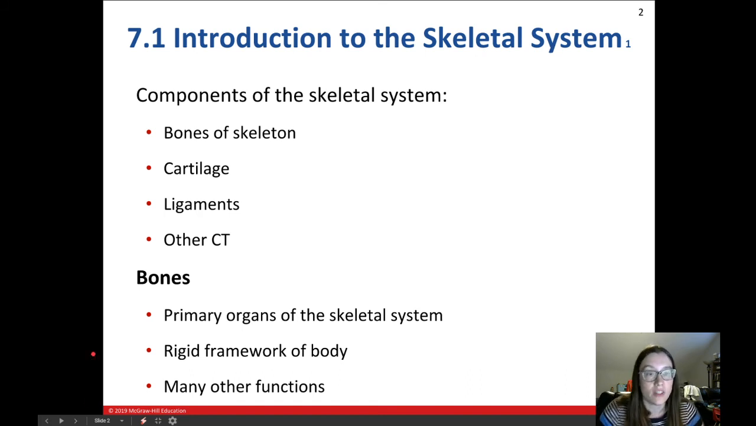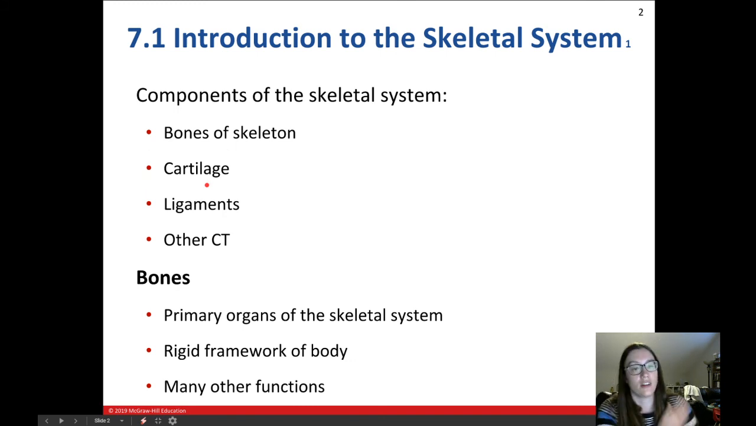So what are the components of the skeletal system? Some of this is a review because we did talk about this in lab, but as I said, it's good for you guys to hear it twice. The bones are the main component of the skeleton, right? We talked about the gross and microscopic anatomy of the bones in lab. Remember that cartilage is also part of the skeletal system, specifically hyaline cartilage and fibrocartilage.